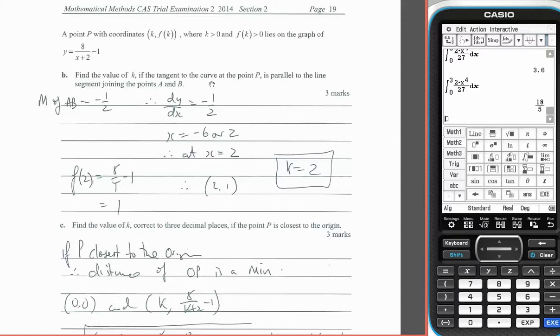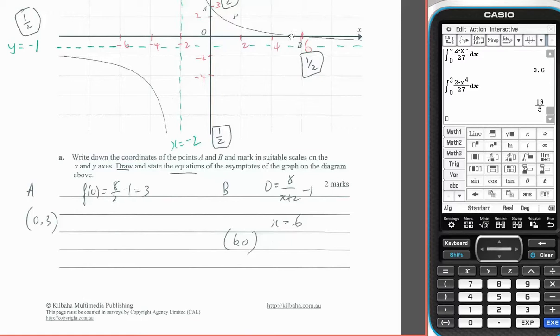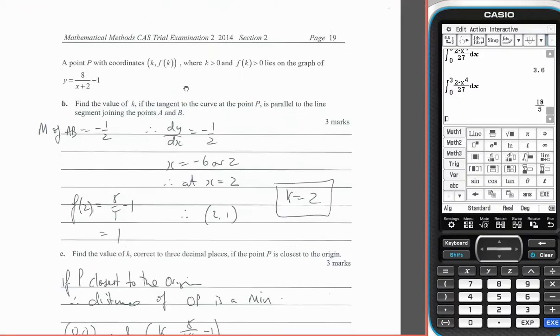Find the value of k if the tangent to the curve at point P is parallel to the line segment from A to B. Line segment from A to B goes from (0, 3) to (6, 0), goes down 3 and over 6, therefore it's got a gradient of negative a half.